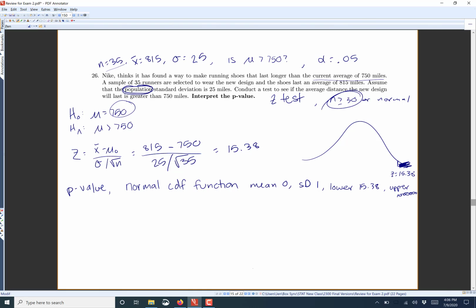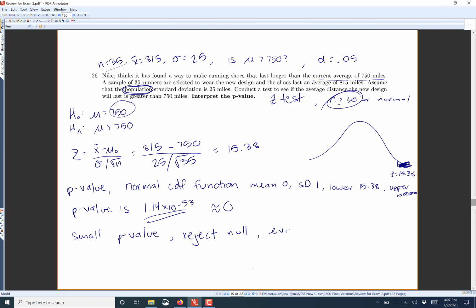But you put into your calculator as a normal CDF, lower is 15.38, upper is 1 million, and so your p-value, or that area, is 1.14 times 10 to the negative 53. Basically, that's about 0, and most of your calculators are just going to tell you 0 because it was so small. So that is going to be a small p-value. And anytime I have a small p-value, I will reject my null.